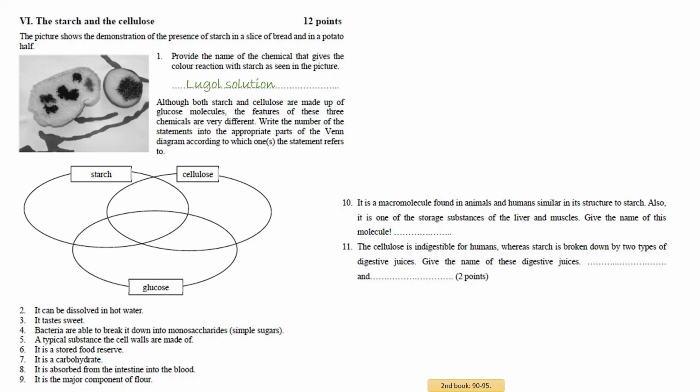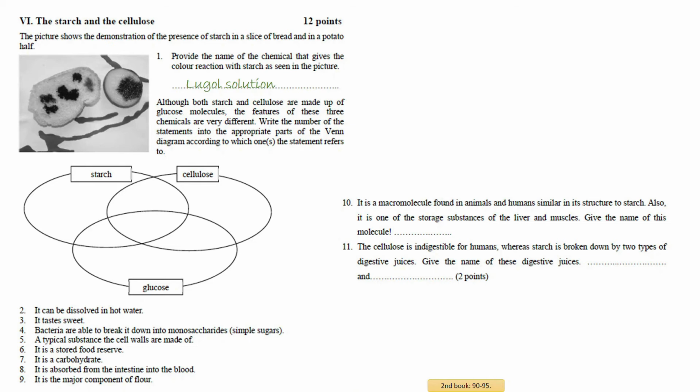Although both starch and cellulose are made up of glucose molecules, the features of these three chemicals are very different. Write the number of the statements into the appropriate parts of the Venn diagram according to which ones the statement refers to. So we have here starch, cellulose, and glucose. Just to make sure, glucose is a monosaccharide, cellulose and starch are polysaccharides. Starch is made up of alpha-glucose monomers, cellulose is made up of beta-glucose monomers. In between glucose and starch, we have maltose, and cellobiose in between the other two. So let's look at the statements.